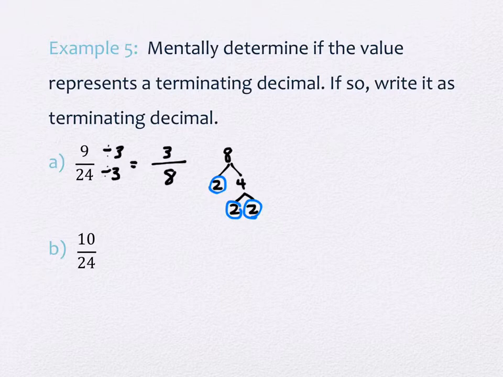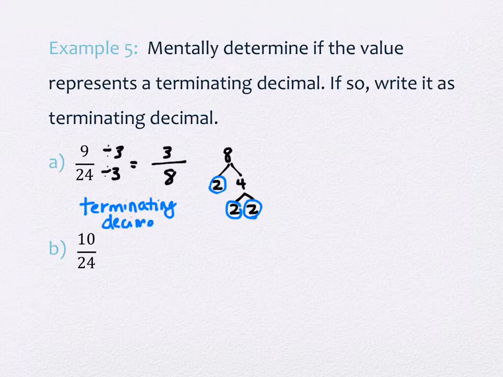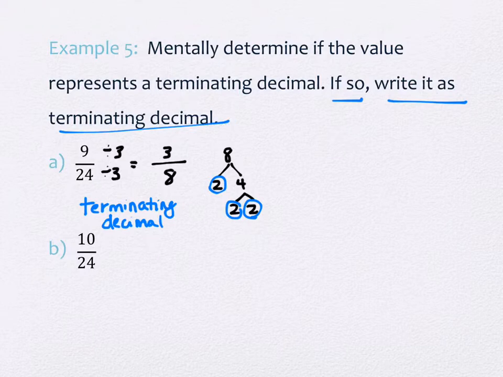All right, so what does this tell you about the fraction 9 over 24? It can be written as a terminating decimal. Very good. So it can be written as a terminating decimal. In decimal form, it will terminate. So since that's the case, it says, if so, that is, if it's a terminating decimal, we're going to write it as a terminating decimal. That means I want to figure out what is the decimal expansion.